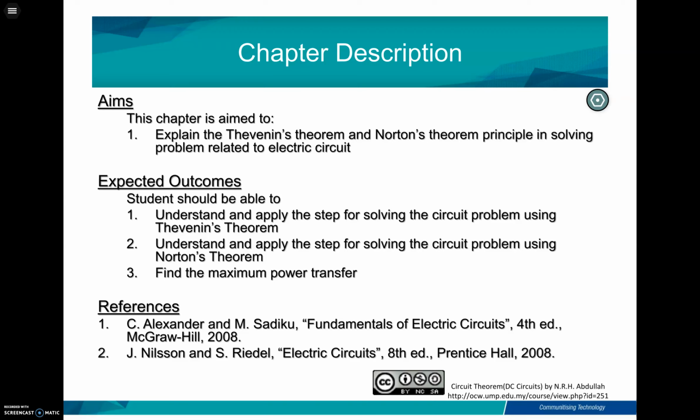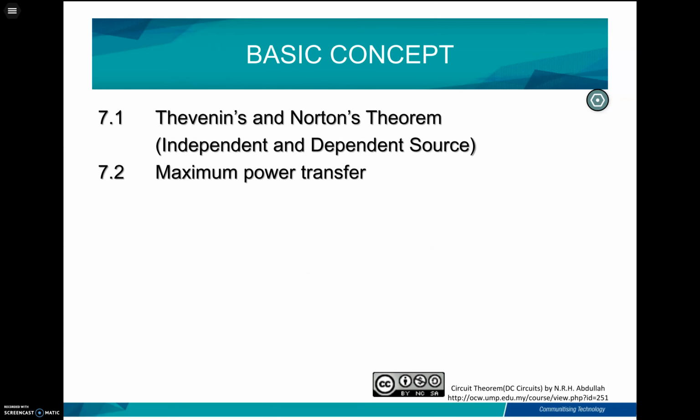The expected outcome is that students should be able to understand and apply the steps for solving the circuit problem using Thevenin theorem, understand and apply the steps for solving the circuit problem using Norton theorem, and find the maximum power transfer. This chapter will cover 7.1 Thevenin and Norton theorems, independent and dependent source, and 7.2 maximum power transfer.